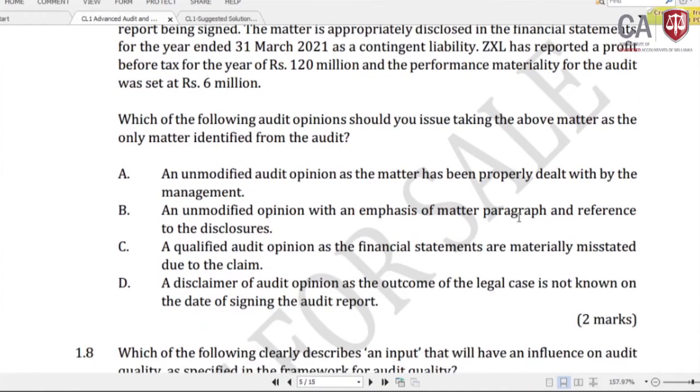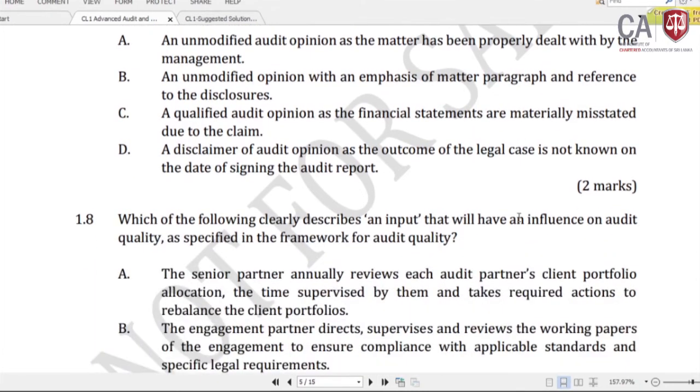A, an unmodified audit opinion as the matter has been properly dealt with by the management. An unmodified audit opinion will be given, that answer is also correct. And B, an unmodified opinion with an emphasis of matter paragraph and reference to the disclosure. Perfectly all right answer. C, a qualified audit opinion, no. D, a disclaimer of opinion, no. So therefore, A and B are correct answers. Out of A and B, B will be the most appropriate answer. Right. So we go to 1.8.